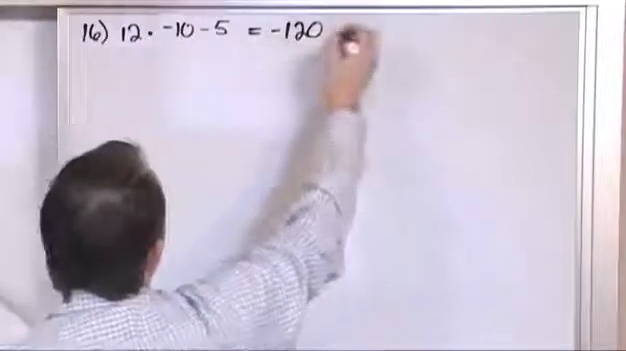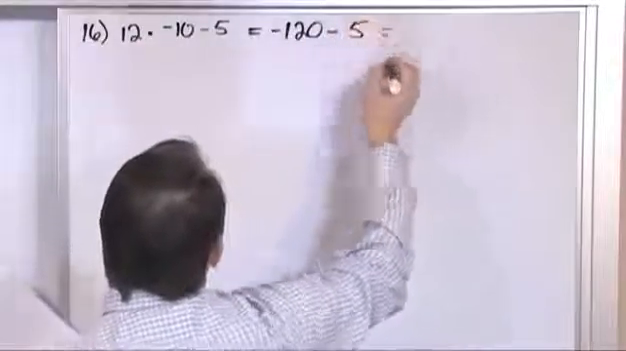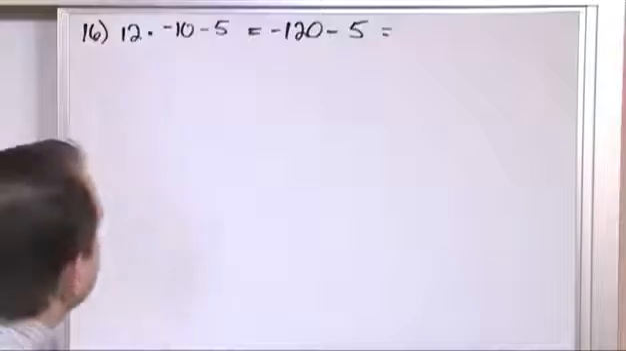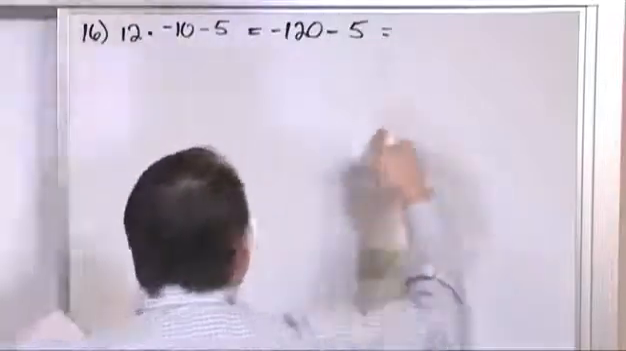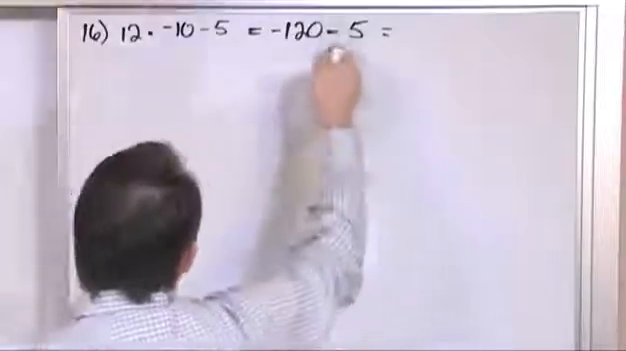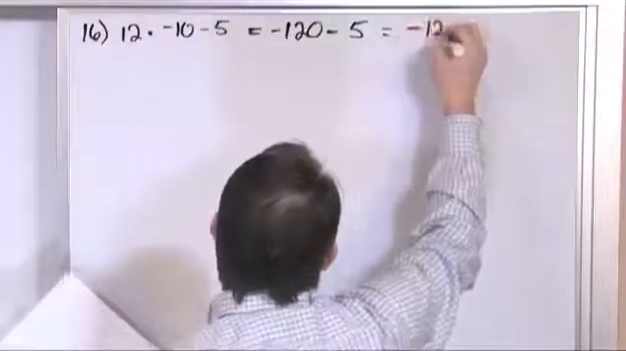So negative 120, we still have to subtract 5. And going back to our subtraction lesson, what we're doing here is starting at negative 120 and going more negative by subtracting 5 more. So this is going to be negative 125.